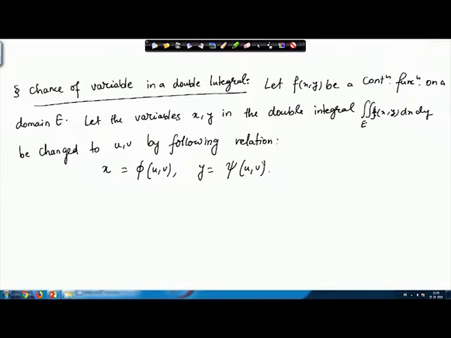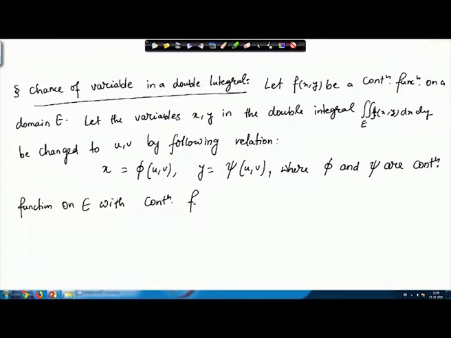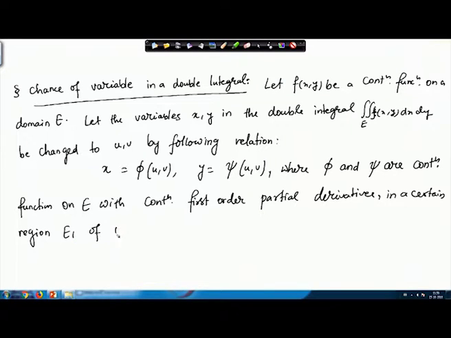So, these are some kind of transformation where phi and psi are continuous functions on E with continuous first order partial derivatives in a certain region E1 of the uv plane.